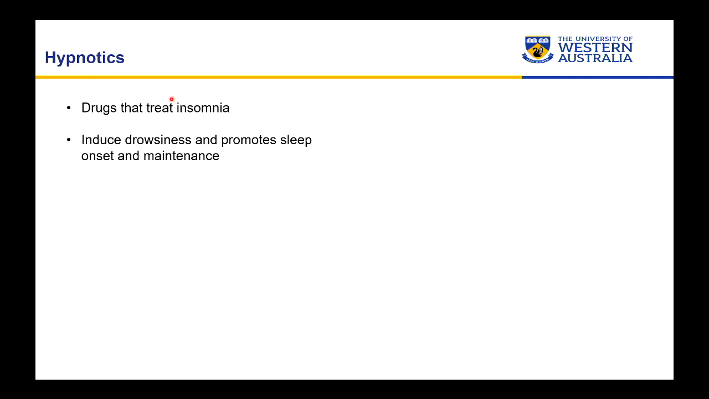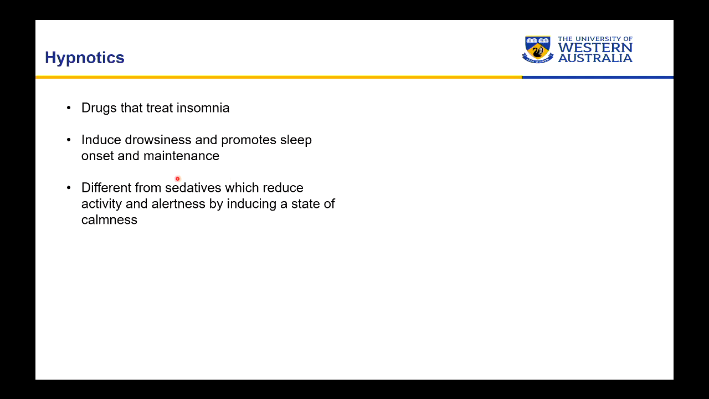So moving on, there's also another class of drugs that can be used as anti-anxiety, but they're kind of their own class, which are hypnotics. And these are drugs that treat insomnia. So they induce drowsiness and promote sleep onset and maintenance. So they make you fall asleep, essentially. But they can also have an anti-anxiety effect and even an antidepressant effect in some cases.